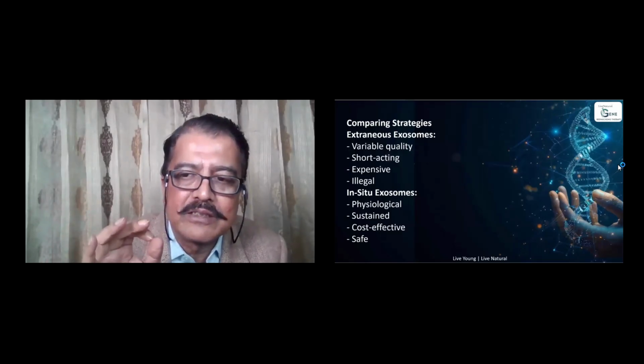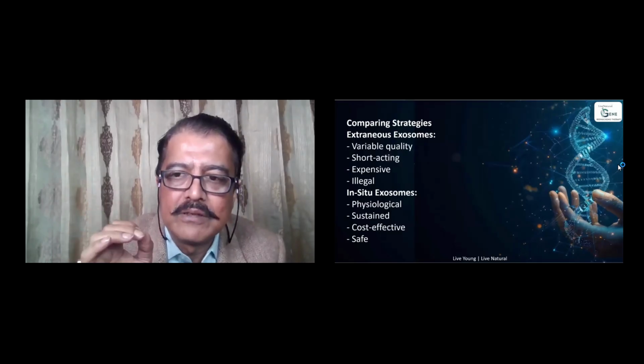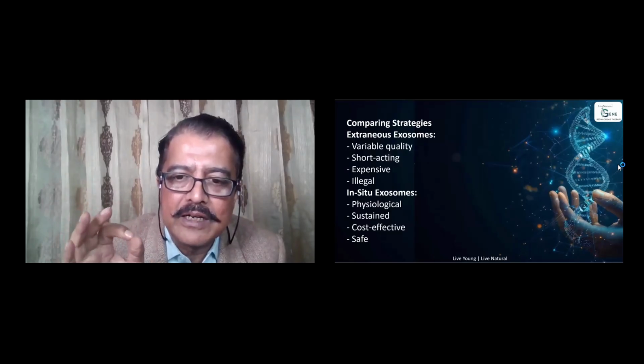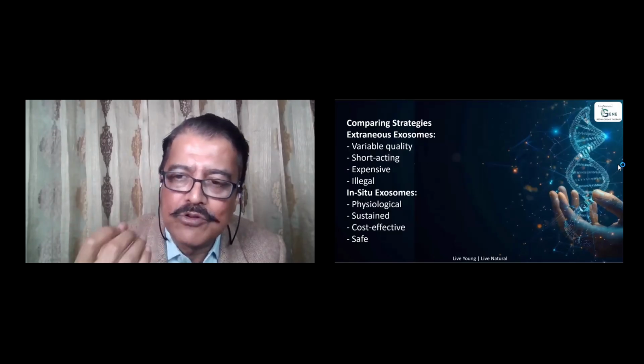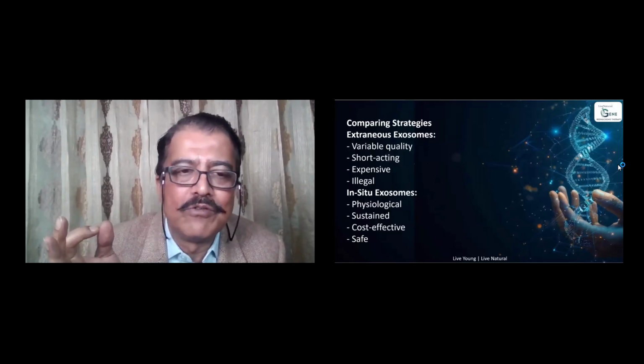The cells may be stressed, the cells may be starved, the cells may be under attack of toxins, they may be making exosomes to counter that. So the quality is always going to be variable. You never know what you are doing.